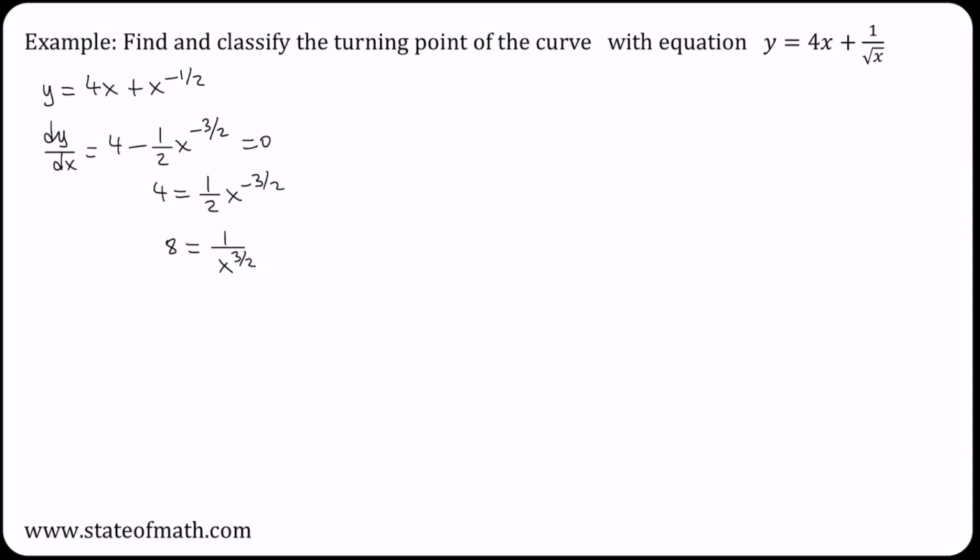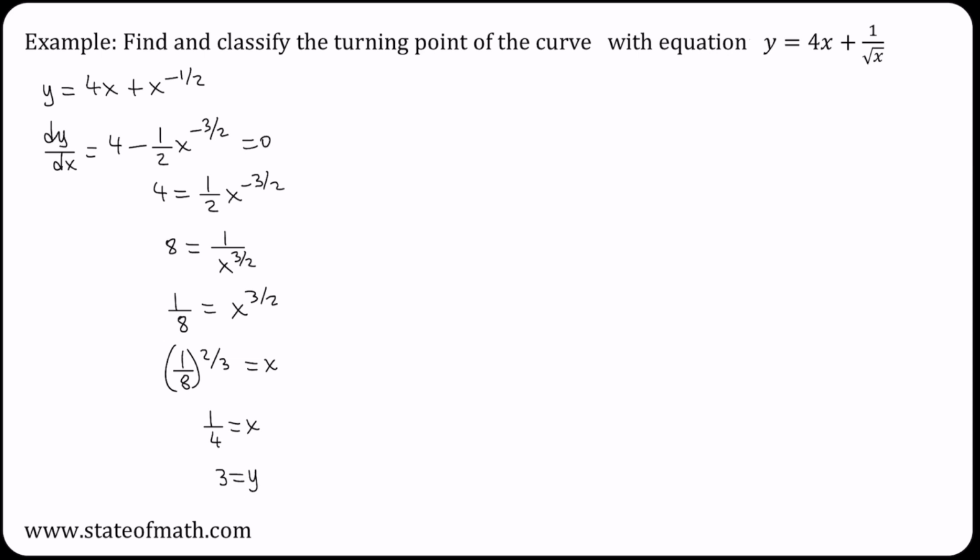If I reciprocate both sides, I get 1 over 8 is x to the 3 over 2. So I will now raise 1 over 8 to the power of 2 over 3 to obtain the value of x. It turns out that x is a quarter, which means that y is 3. So I've got the coordinates of the point.